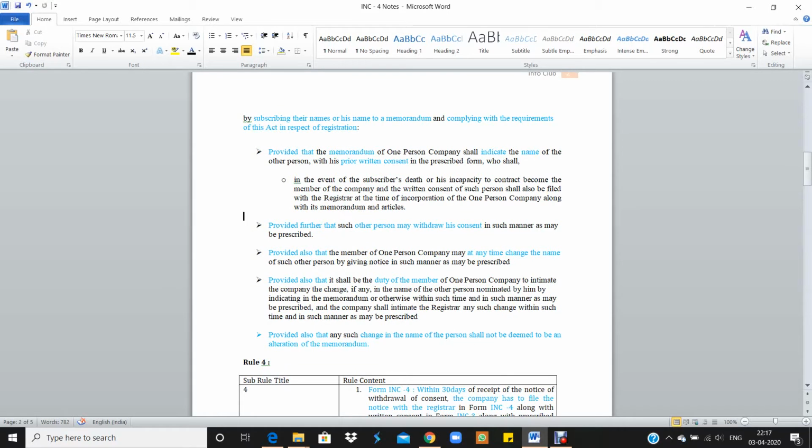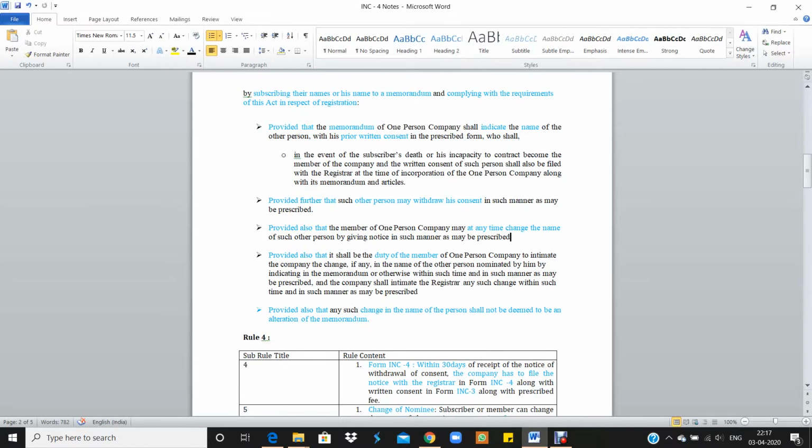Then provided also that the member of one person company may at any time change the name of such other person by giving notice in such manner as may be prescribed. So the subscriber or member also has a right, at any time and for any reason, without needing to specify any reason, to remove the nominee's name, and by giving a notice, he can appoint some other person as a nominee.